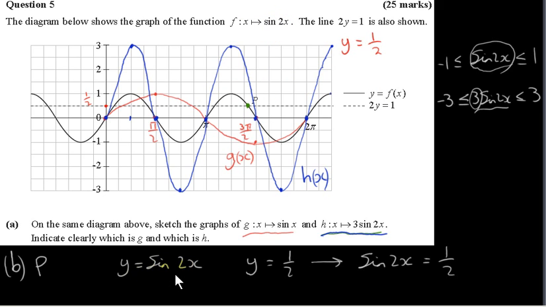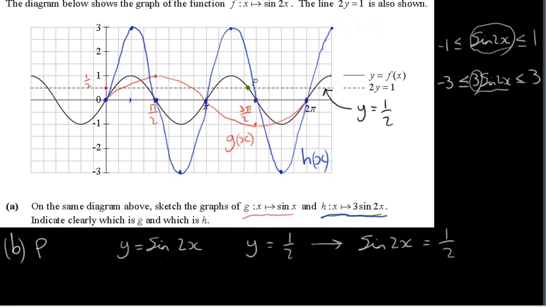So I'm just writing down f of x here. I'm just calling it y here. So I'm just writing the black graph sine 2x, and the horizontal line, as we saw earlier, has equation y equals 1/2. So to find where these graphs intersect, we just set sine 2x equal to a half, because both of them are equal to y, so they're equal to each other. So we have to solve this equation here.